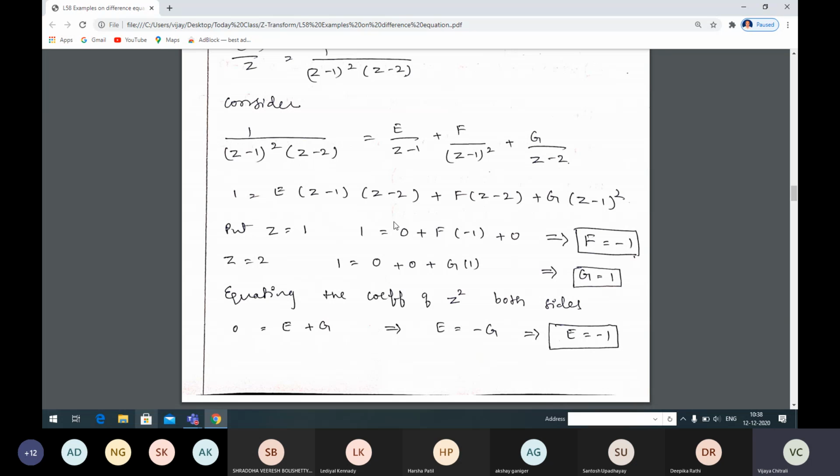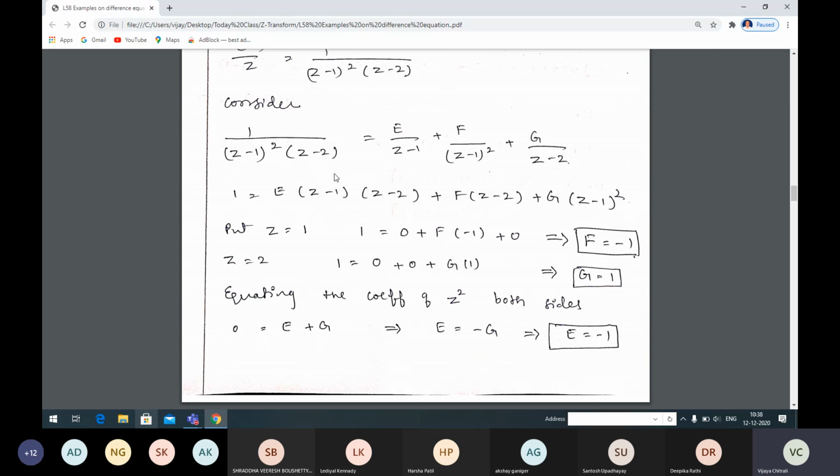Similarly, substituting z is equal to 2, these two are 0. In place of z, 2, 2 minus 1 is 1. 1 square is 1. So 1 is equal to G, because 2 minus 1 is 1, and 1 square is 1 only. So G is equal to 1.